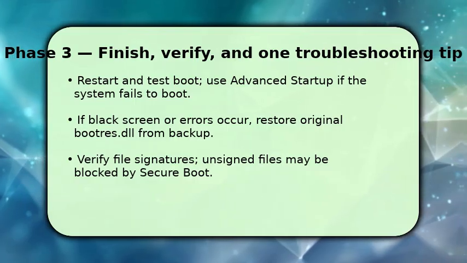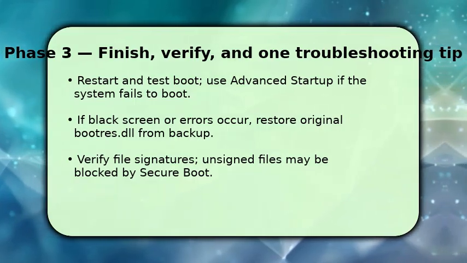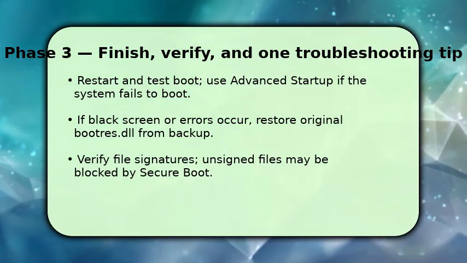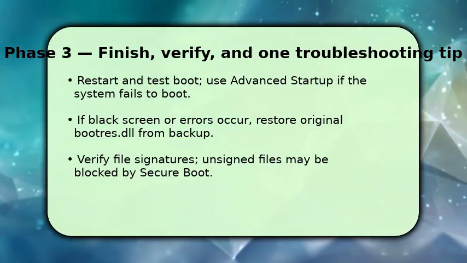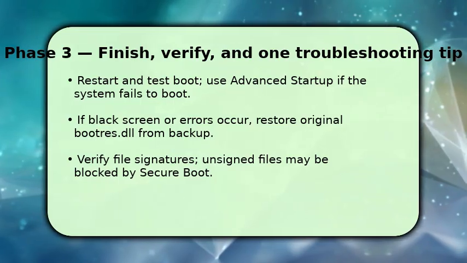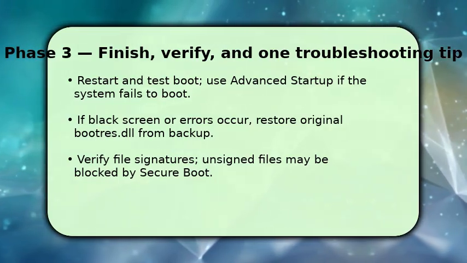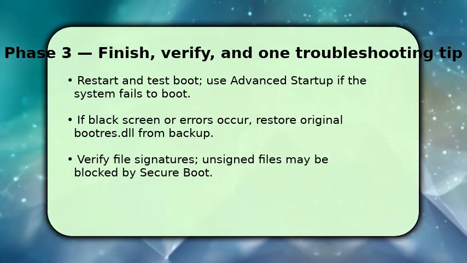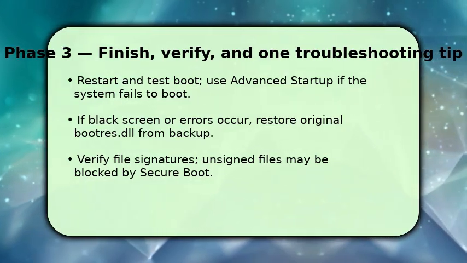If you encounter a black screen or boot errors, boot to Windows Recovery and restore the original bootres.dll from your backup, that immediately reverts the change. Also, make sure Secure Boot or signature enforcement hasn't blocked the modified file. If so, disable Secure Boot temporarily or properly sign the binary.